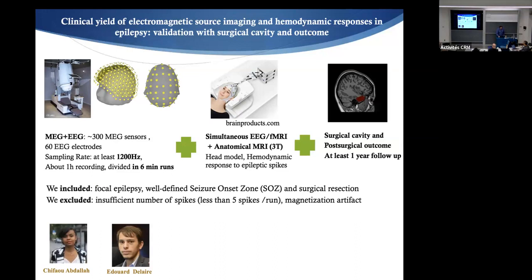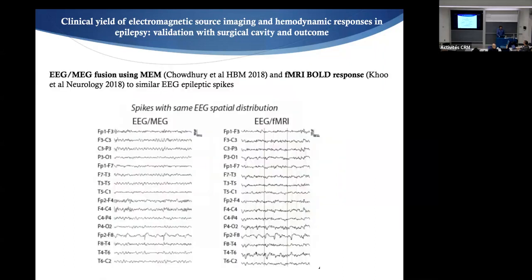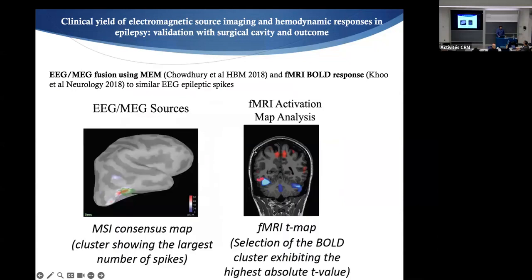So, similar inclusion-exclusion criteria. From 37, we ended up with 29 patients for that study. A few had technical problems. 26 had significant EEG-MEG results, 17 had EEG-fMRI, and 15 had both EEG-fMRI and EEG-MEG results. The method here starts as in the other one. We select similar spikes in MEG and EEG-fMRI and we localize them. So this is the EEG-MEG consensus map I was showing you. But this time, I define the surgical cavity and I overlap the surgical cavity in green onto my source map.